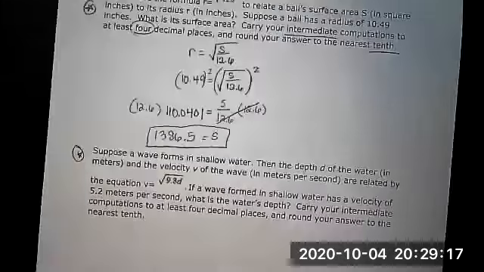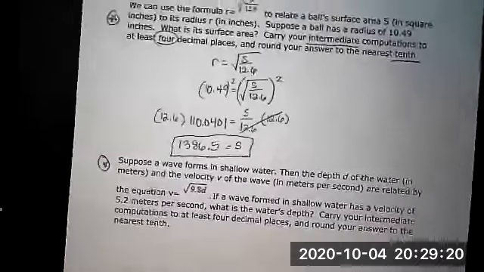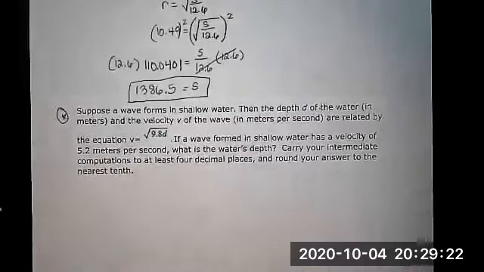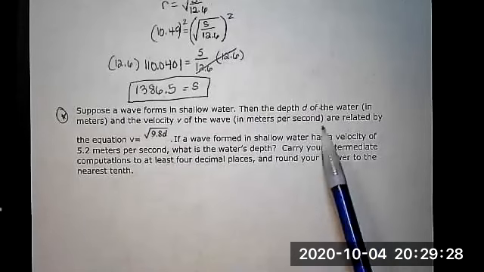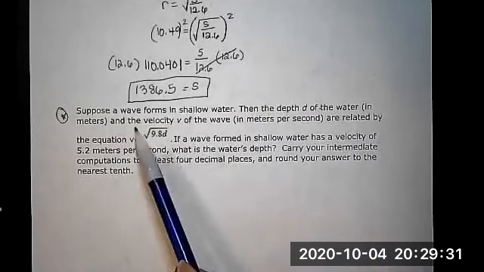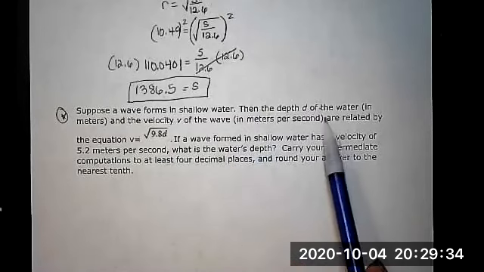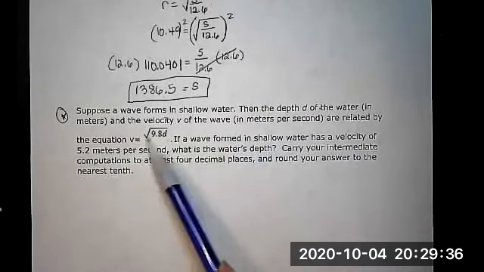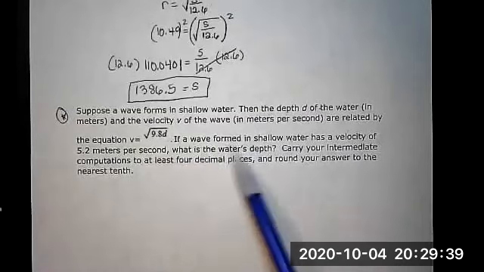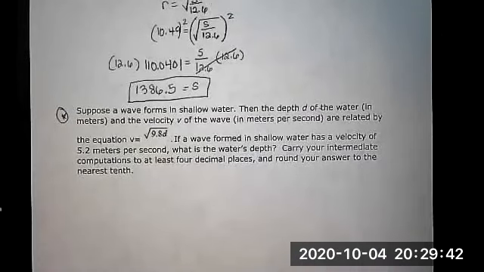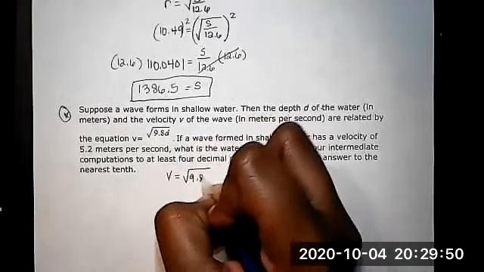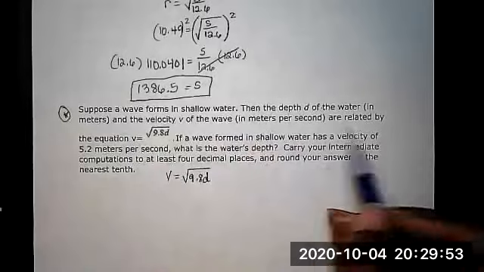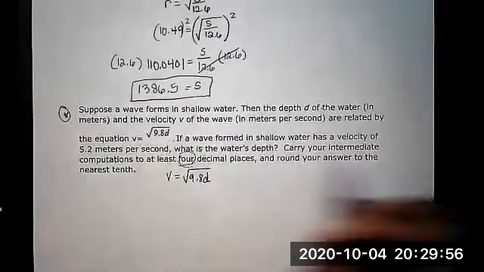All right, so let's look at, sorry about that. Okay, grab that. All right, let's look at the next one. Suppose a wave forms in shallow water, then the depth d of the water in meters and the velocity v of the wave in meters per second are related by the equation v equals the square root of 9.8d. If a wave formed in shallow water has a velocity of 5.2 meters per second, what is the water's depth? So this is the equation, v equals the square root of 9.8d, and it has the same situation, carry the intermediate 4 decimal places, and you're rounding to the nearest tenth.